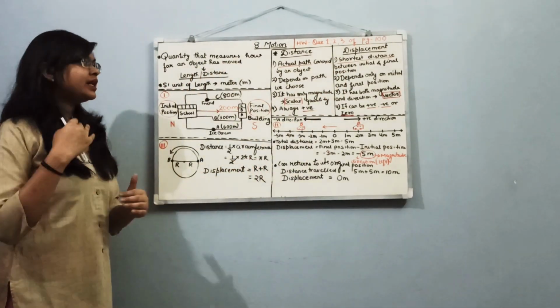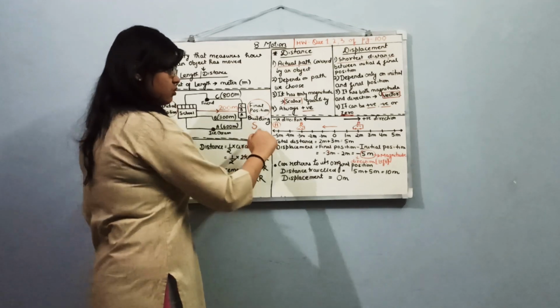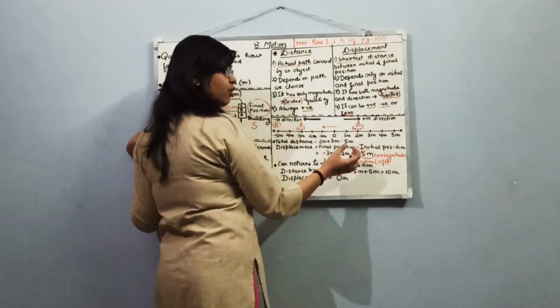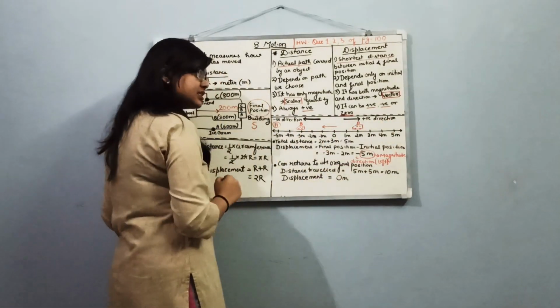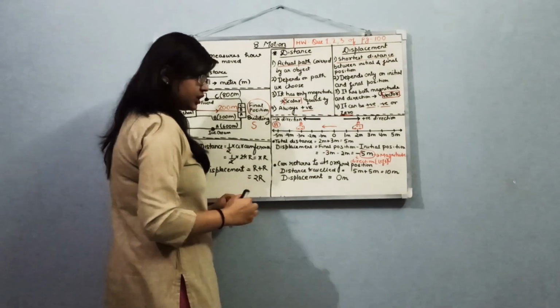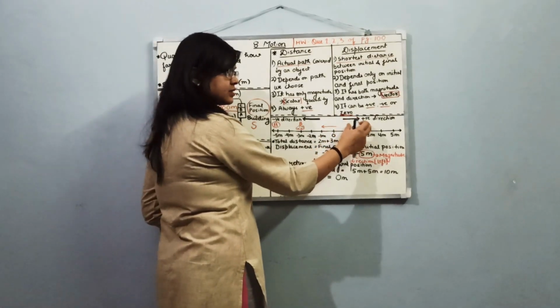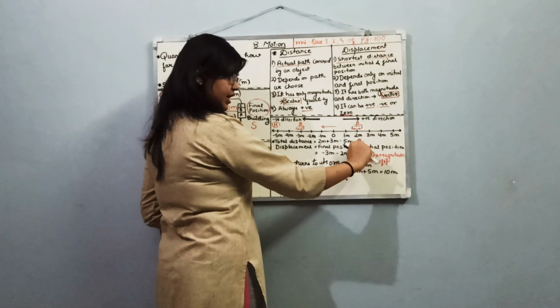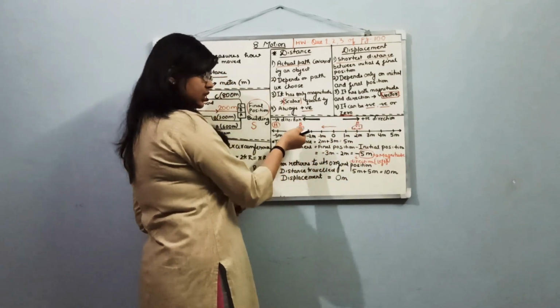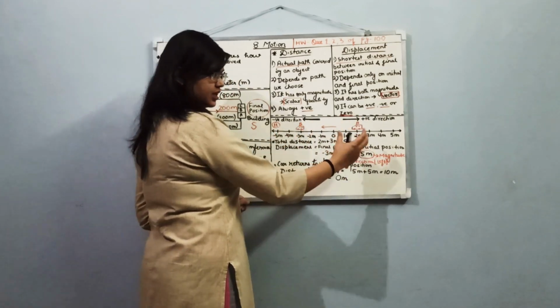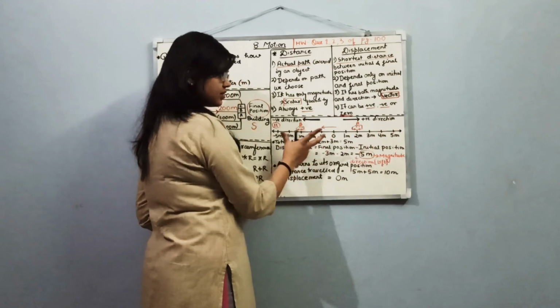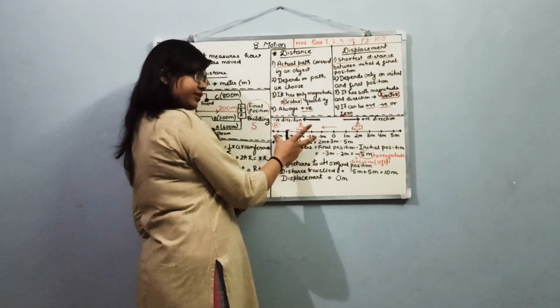Now let's come to another example. We have a small scale in which we are allowing a car to travel some distance. Let's suppose initially the car is at position A and it is moving in the negative direction. See here, this is our positive direction and this is the negative scale, the negative direction.